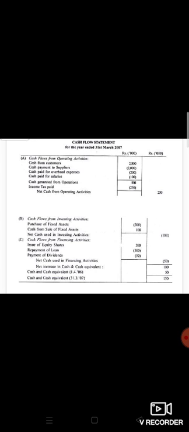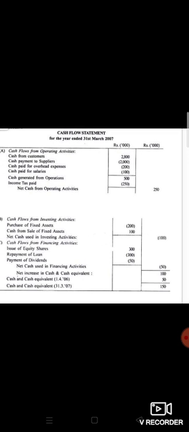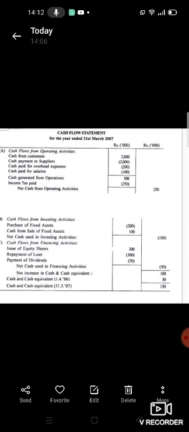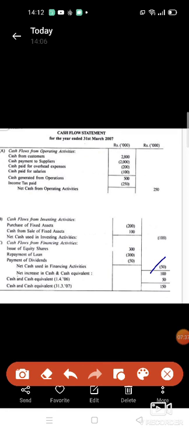Number C, cash flow from financing activity, that is issue of equity share 300. Next, repayment of loan, that is negative 300. Payment of dividend, that is negative 50. The sum total is negative 50. Net cash from financing activity, negative 50.